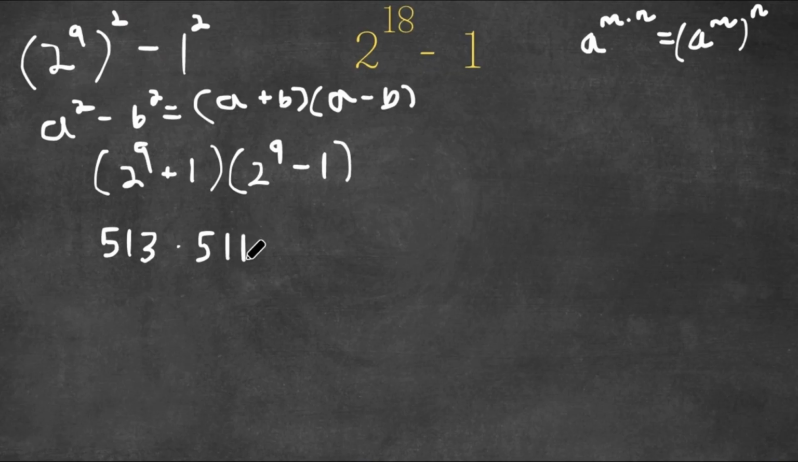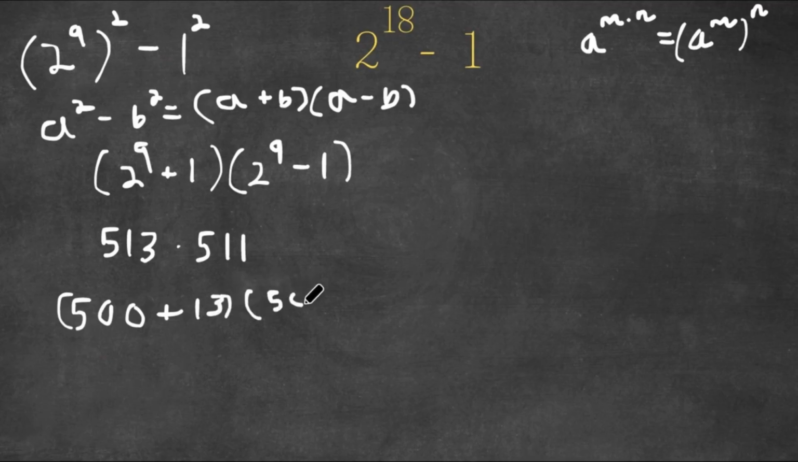So now we have 513 times 511, and I'm actually going to rewrite this as 500 plus 13 times 500 plus 11. So now we could simply distribute this and solve.